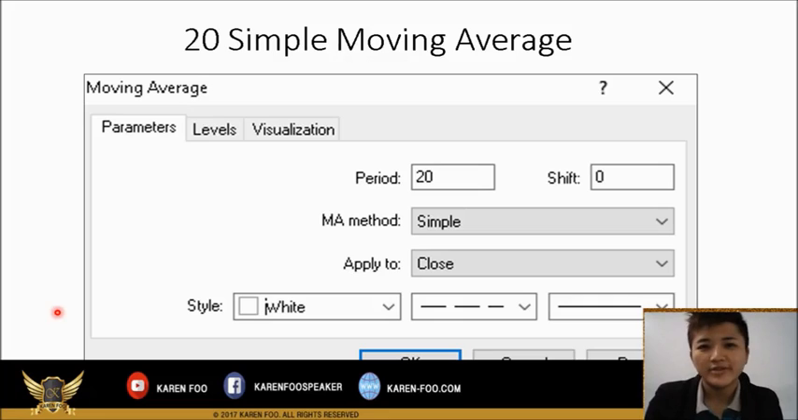So the next moving average that we are going to look at is the 20 SMA. When it comes to setting this moving average up, you need to key in the period and shift. For the period you put in 20, then the shift you put as 0, then MA method put it as simple, apply to close. Then for the color, you can use any color that you want. For me, I just use white and then dotted line.